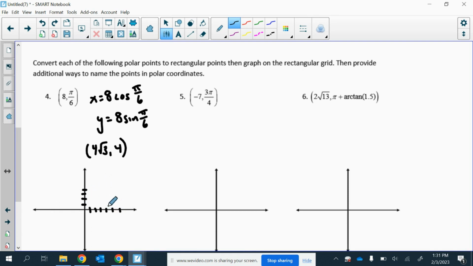So if I do 4 root 3, 4, it ends up being a 30, 60, 90 triangle. And 4 root 3 is about 7-ish, somewhere around 7. So it ends up being a point over here. If I want to find another way to name the point in polar coordinates, I could say negative 8, and then an angle over here like 7 pi sixths.